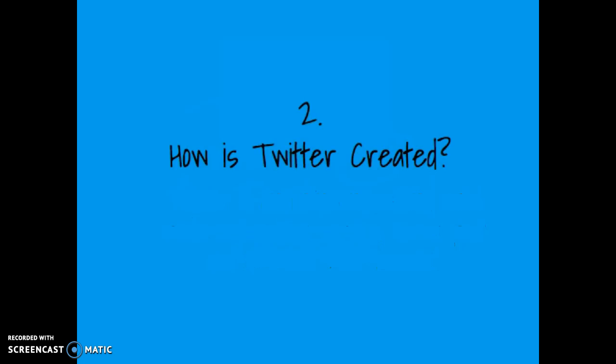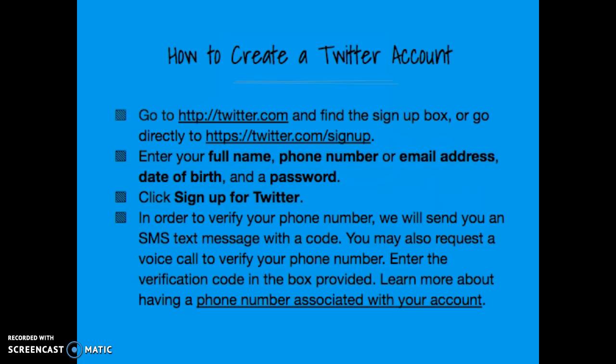How is a Twitter account created? So what you're going to do is go to twitter.com and find the sign up box, or go directly to twitter.com/signup. You'll enter your full name, a phone number or email address, date of birth, and a password, and then you'll click sign up for Twitter. In order to verify your phone number, you'll get sent a text message with a code. And so what you'll do is type in the code that gets texted to you on the screen. They sometimes also email that code to you if you've signed up with an email address.